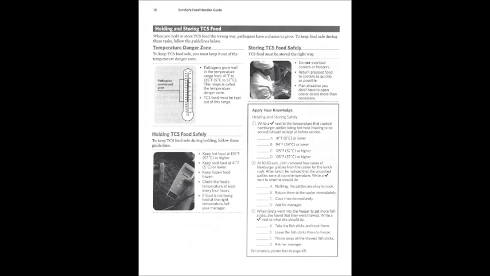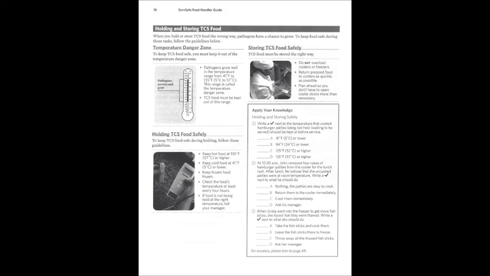Holding and storing TCS food. When you hold or store TCS food the wrong way, pathogens have a chance to grow. To keep food safe during these tasks, follow the guidelines below. Temperature danger zone. To keep TCS food safe, you must keep it out of the temperature danger zone. Pathogens grow well in the temperature range from 41 to 135 degrees. This range is called the temperature danger zone. TCS food must be kept out of this range.